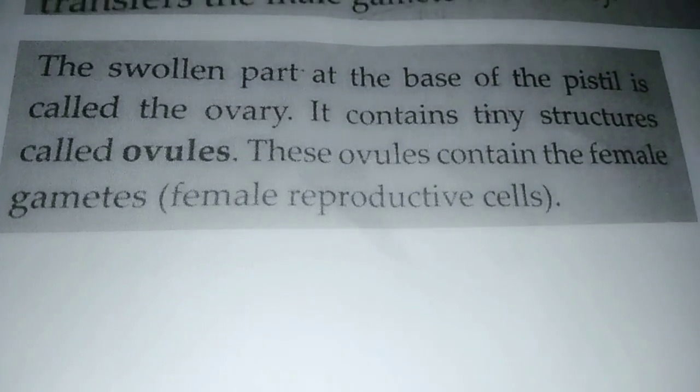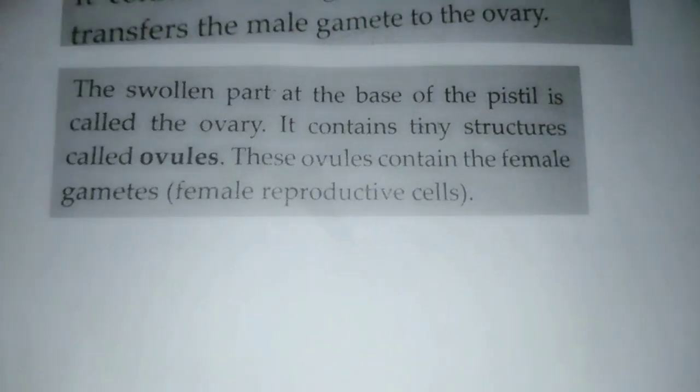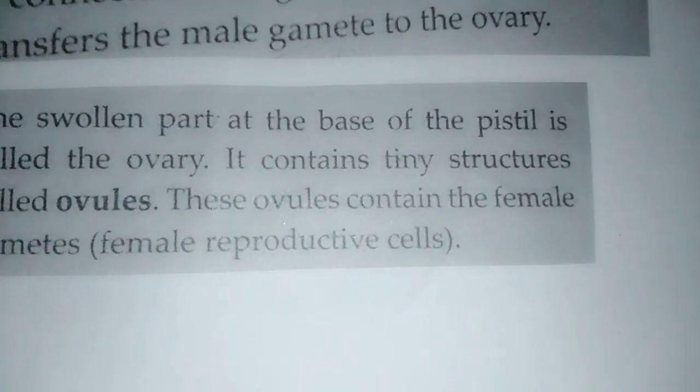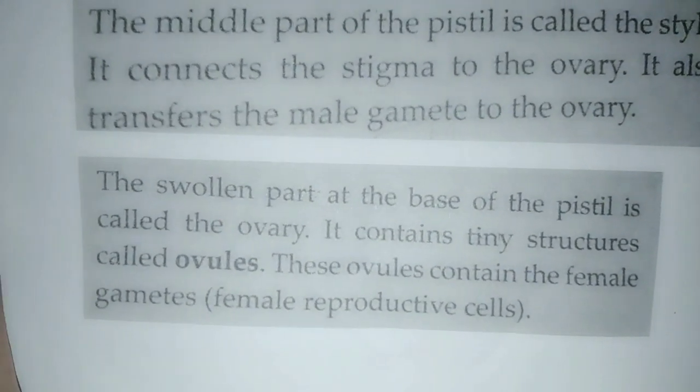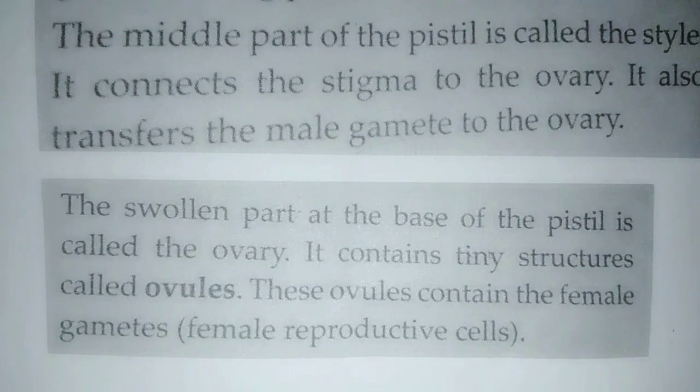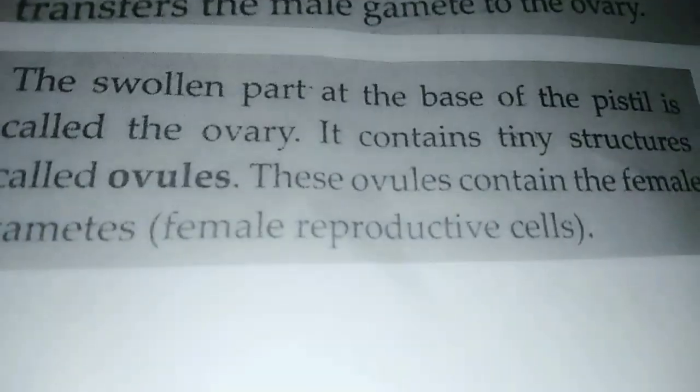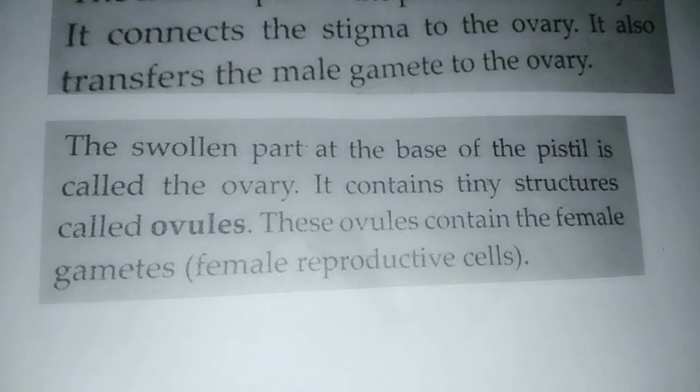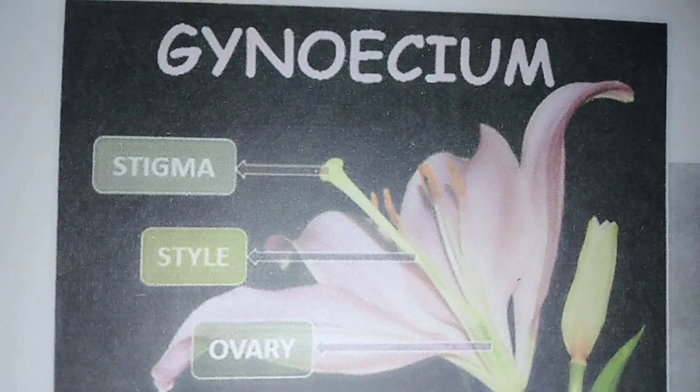The swollen part at the base of the pistil is called the ovary. It contains thin structures called ovules. These ovules contain the female gametes, female reproductive cells. The white parts present are called ovules.